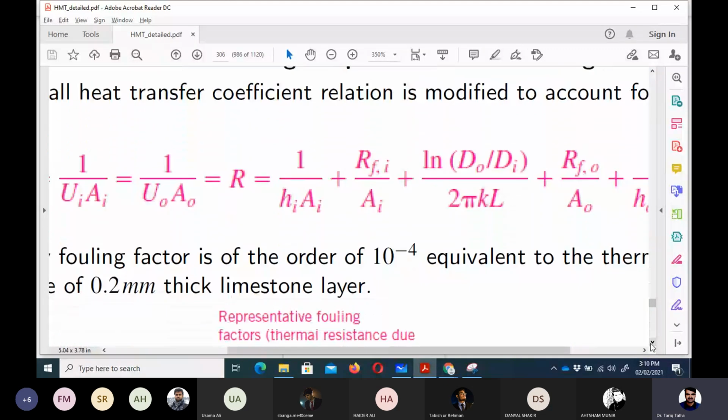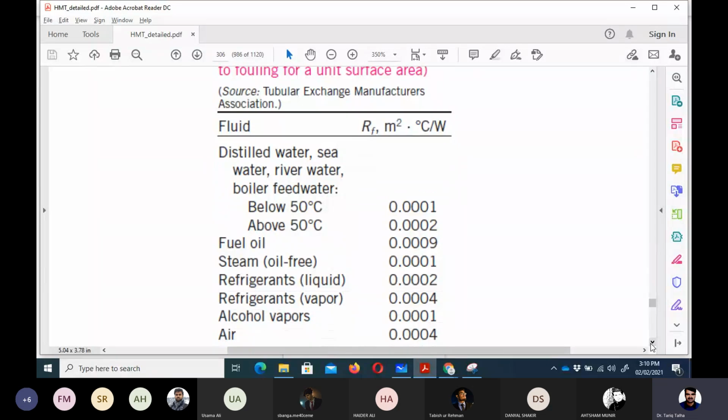And after that, there are fouling factors given for distilled water, seawater, river water, and boiler feed water heater. If the fluid is fuel oil, then the fouling resistance or fouling factor would be 0.0009, so basically it is exponent minus 4. So all these values are of the order of exponent minus 4. Now, in a numerical problem, we can see how much difference it would make.